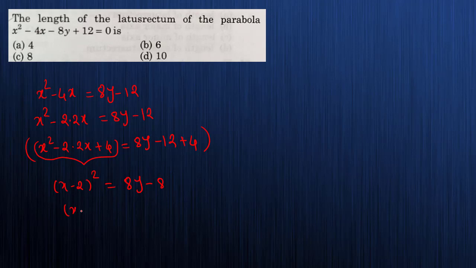Okay, so it is x minus 2 whole square equals, if I take 8 common, y minus 1. See, this is the standard form of our parabola, where x minus h whole square equals 4a into bracket y minus k. So this 8 is the length of the latus rectum; 4a is nothing but the length of the latus rectum. So the answer is option C. If you observe this equation very carefully, the coefficient of y in this equation is nothing but 8, which is our answer.